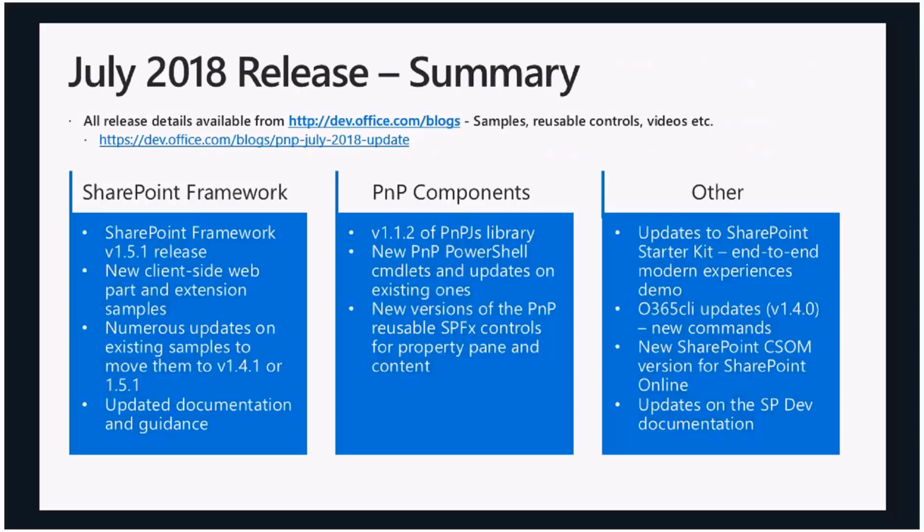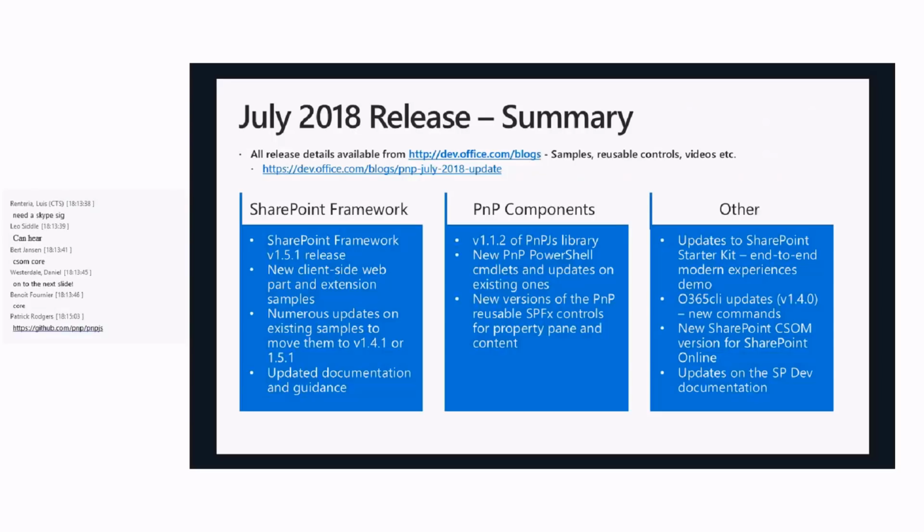There's a new version of the PnP JS library, and a reminder on that one: the classic PnP JavaScript core library is now deprecated. The PnP JS library is the one you should be using. So if you're looking into using PnP JS capabilities, please use the PnP JS library, because that is now the preference. If you go to our monthly summary, you'll find all of the needed links and all of the guidance for making the transition. Obviously, there are new versions of the PnP reusable SharePoint Framework controls for property pane and content, and plenty of other updates, the SharePoint starter kit being one of them as an example.